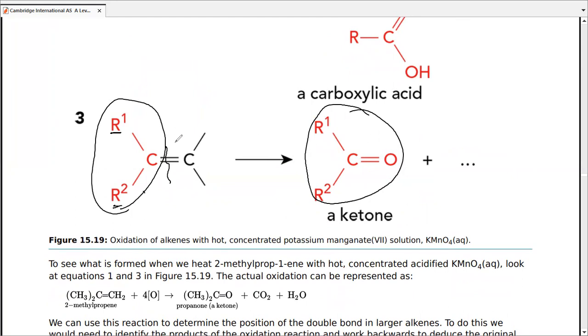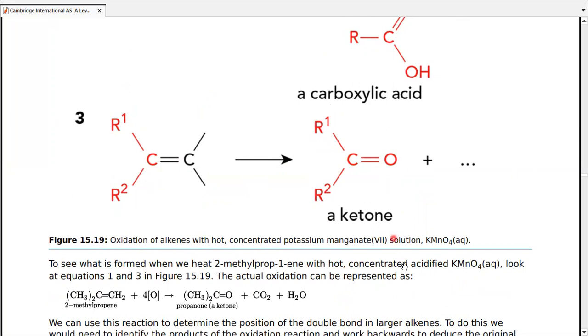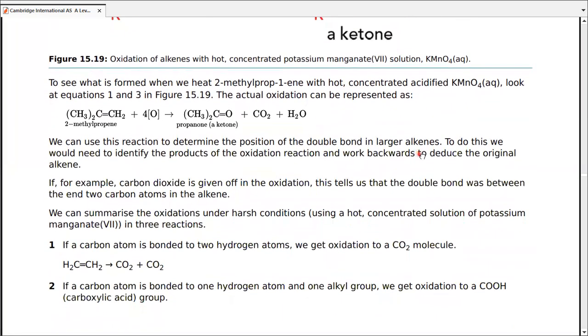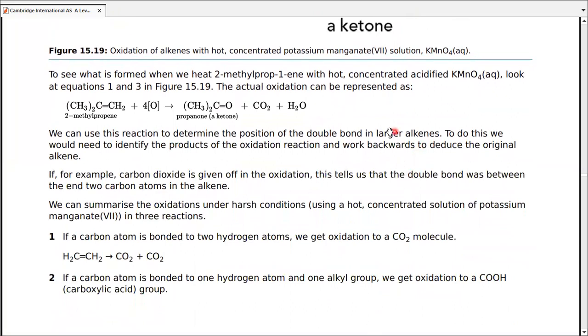Now, we have been continuously considering in all these three case scenarios one half of the double bond. So whatever is attached to the other half would go accordingly, which means we get to have multiple products. And I'm going to make my point clear since the book caters many examples over here. To see what is formed when we heat 2-methylpropene, take a look at this.